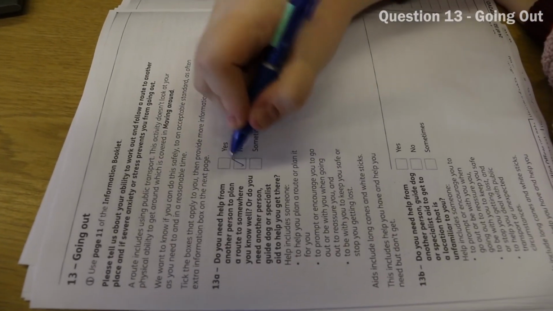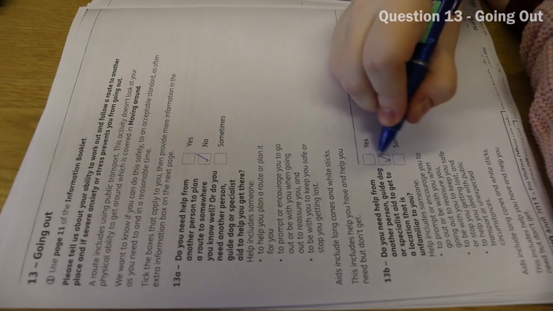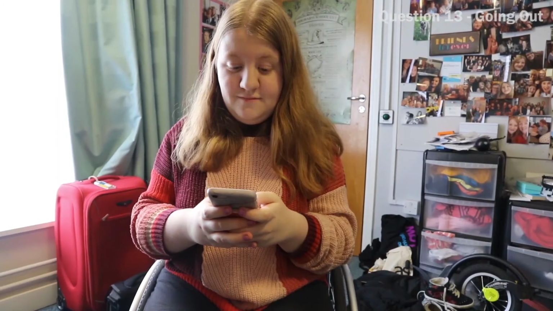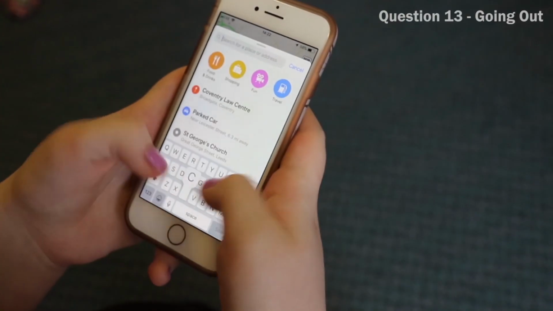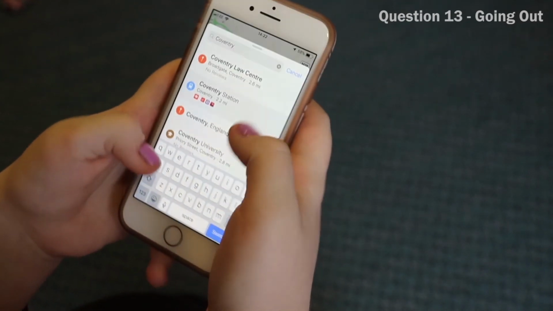It looks like questions 13 and 14 relate to the mobility element of PIP. Question 13 talks about going out, but isn't about my ability to physically move around, so I wonder what information to include. This section is about your ability to plan a journey and then follow it from one place to another. This may be inhibited by conditions such as severe anxiety, which may affect your confidence to leave the house.